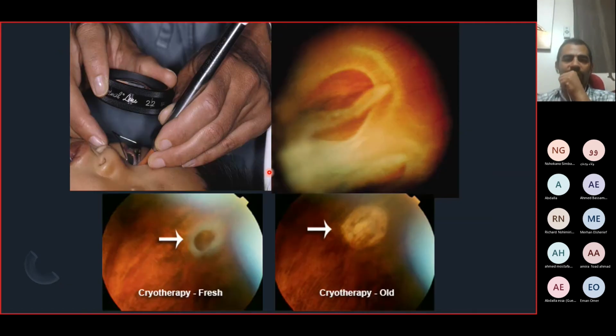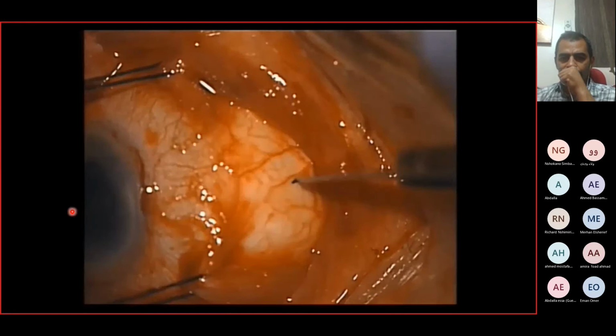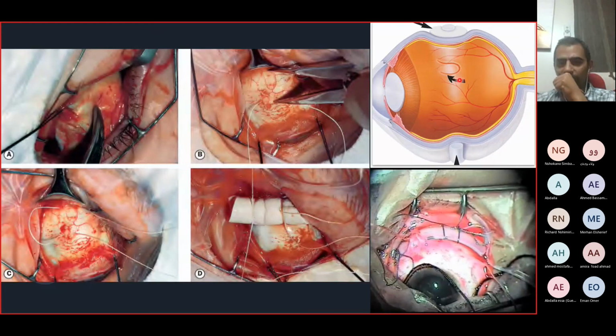So in scleral buckle, you can do, again, cryotherapy, but the main difference is you will add a buckle at the end. So you do cryotherapy first, and then you drain the fluid and put the scleral buckle at the end. This is the difference. Okay, so the cryotherapy can be used either in pneumatic retinopexy or in scleral buckle surgery. Okay, thank you. Any other?